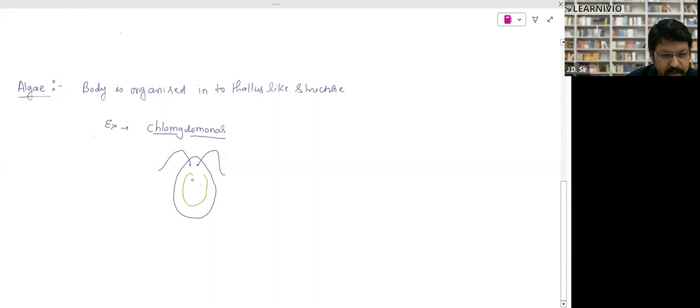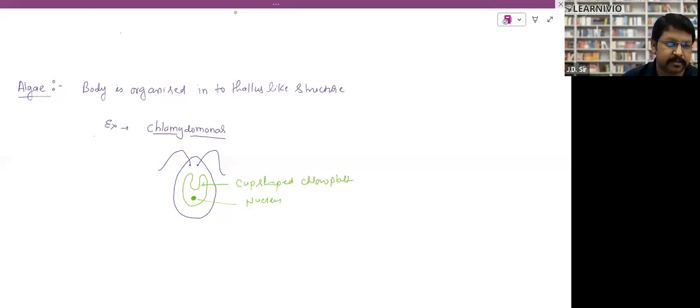And the structure of the chloroplast, the peculiarity, is why I am every time telling the name of Chlamydomonas. This is very important, right? Sometimes you will get the question, what is the shape of the chloroplast of Chlamydomonas? It has a cup-shaped chloroplast. In green algae, I'll again tell you, cup-shaped chloroplast, and this is the nucleus, right? And they have the cell wall.